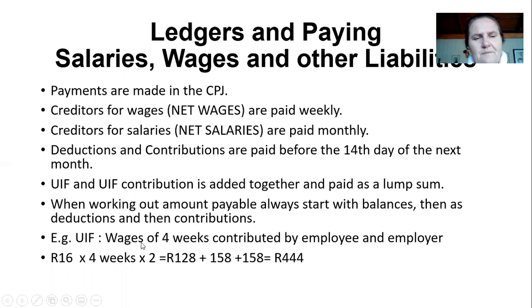So the example that I had over here is, say for instance, I have a person that earns a wage for 4 weeks, and he gets 16 Rand a week, okay, and the UIF is 16 Rand per week for the employee, and then the employer is also going to pay 16 Rand, so 16 times 4 weeks times employee and employer means I've got 128 Rand. Then in the salaries journal, the employer contributed 158 Rand and the employee contributed 158 Rand. So in total, the organization must pay over on behalf of the employees and himself 444 Rand over to the Department of Labor.